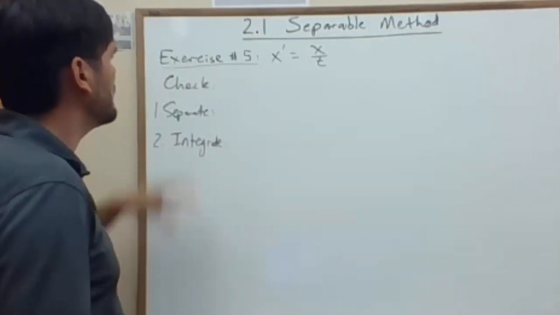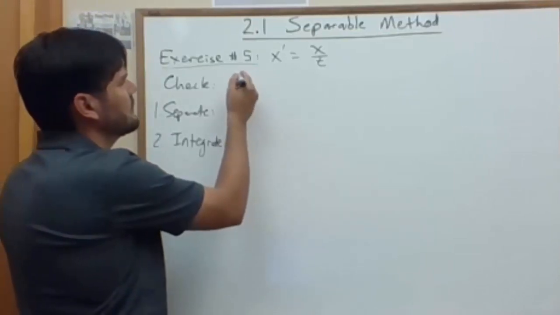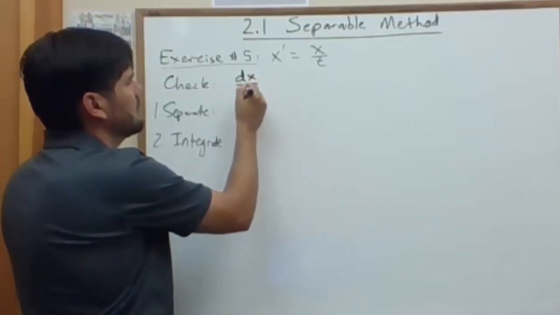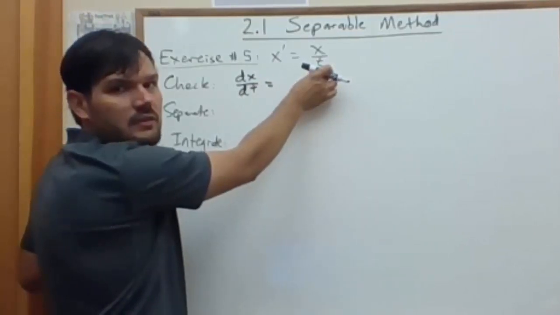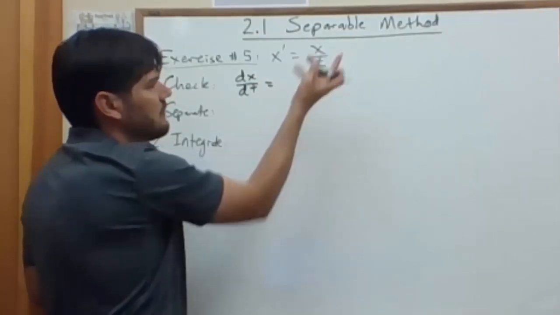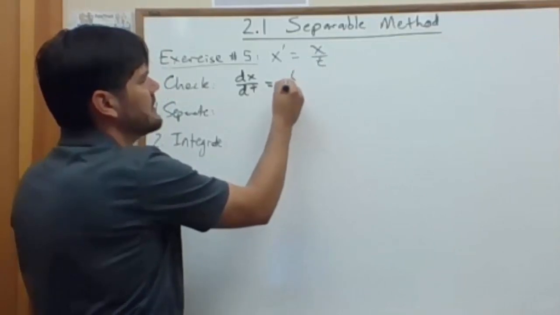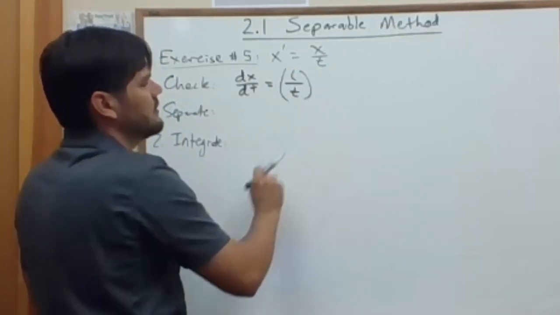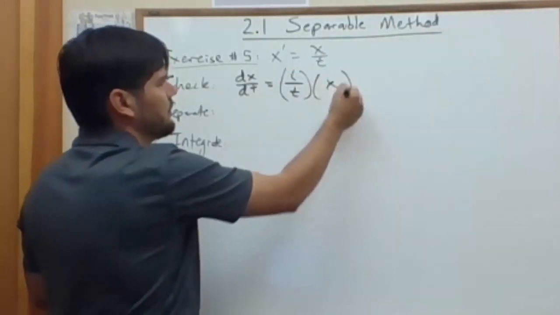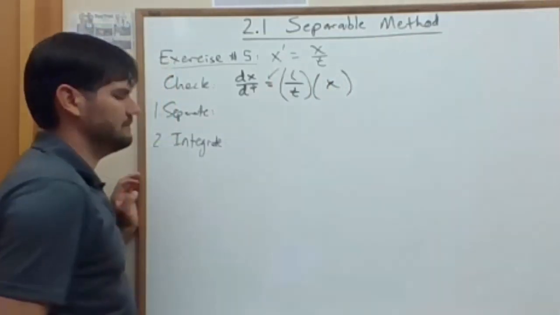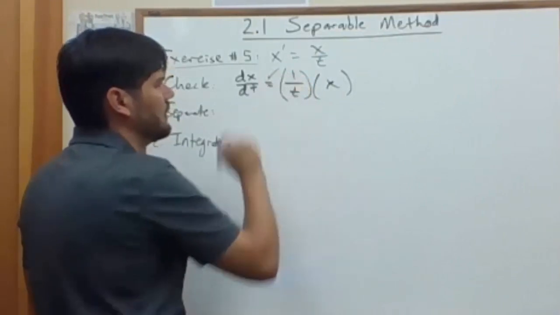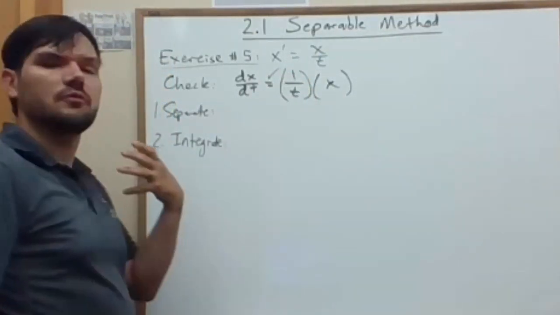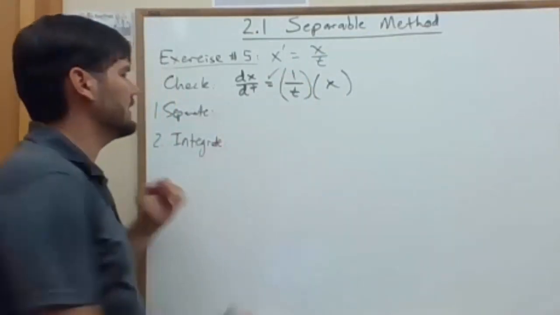Okay, so first we check. Can we separate that into a product of a function of t times a function of x? Yeah, it's a division, so it's easy to separate into a product. Check. Got a straight one there. Perfect.